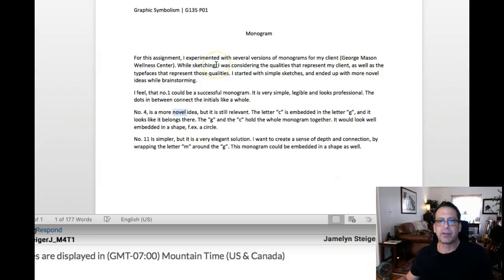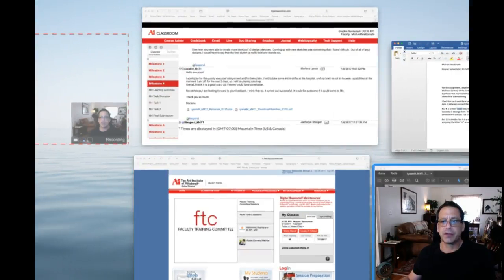As indicated by this sentence right here, "I was considering the qualities that represent my client as well as the typefaces that represent those qualities." So in a nutshell, we're doing the same thing. We're just doing this all-encompassing look at the qualities of the company instead of narrowing it down to one of our words to indicate a quality of that company and then using typefaces to represent that quality. So really good job there. I think it's a logical path to take. Let's jump to the sketches. I agree with everything you're saying here, and I just want to jump to the sketches. So let's go ahead and take a look now.